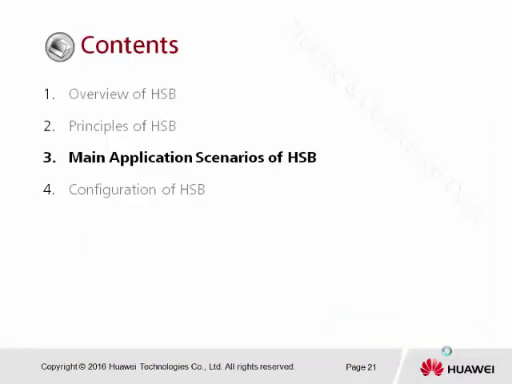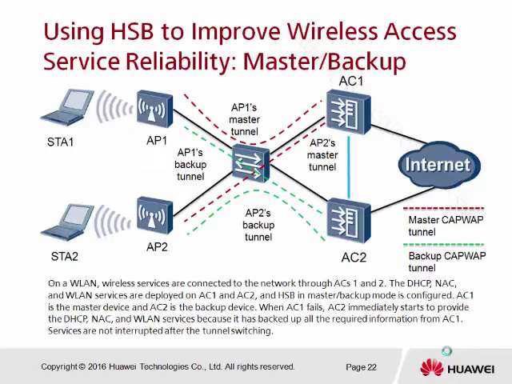The main application scenario of HSB: we're using HSB to improve the wireless access service reliability. This is one of the scenarios using the master and backup. The red line belongs to the master CAPWAP tunnel, and the green one belongs to the backup. AC2 will just be the backup AC, and all the links will only connect to AC1.